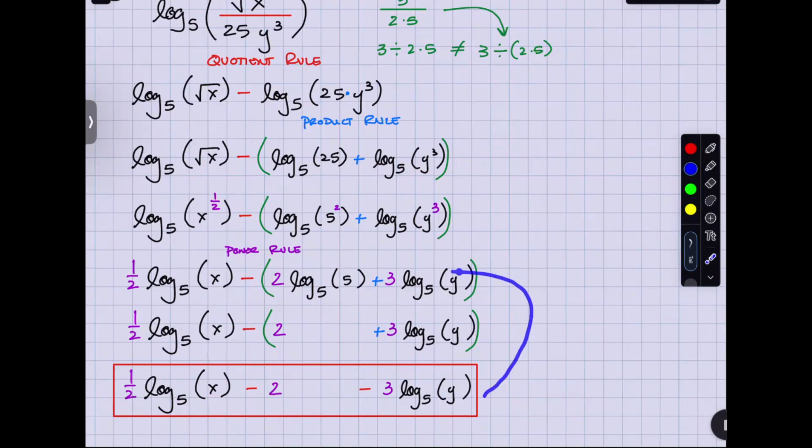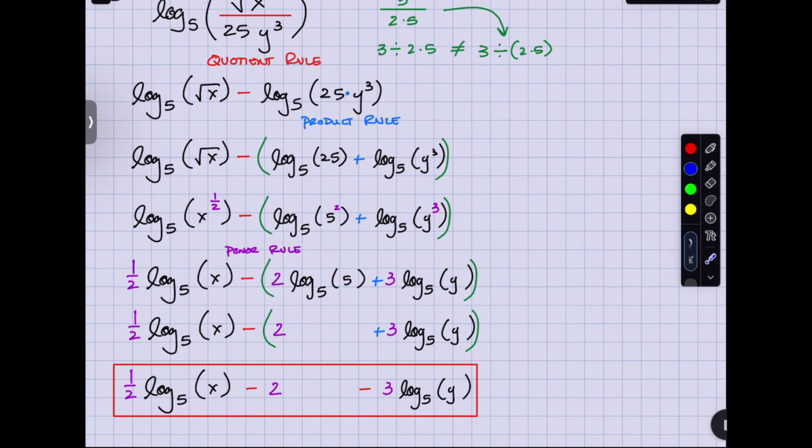You're going to go with here, and then you're going to deal with the power rule first. And then you're going to do product and then the quotient rule as part A, part B. Okay? Notice that because there's no log in here, you have to replace it with log base 5 of 5, because that's equal to 1.